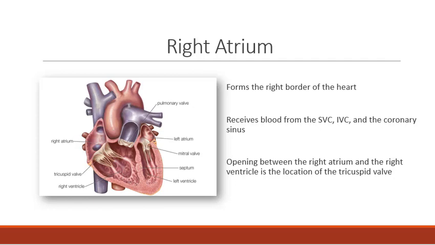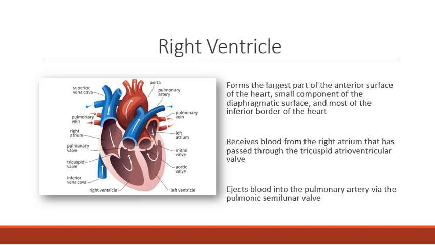Normal diastolic pressure to enable filling ranges from 0 to 8 millimeters of mercury. The right ventricle forms the largest part of the anterior surface of the heart, a small component of the diaphragmatic surface, and most of the inferior border of the heart. It receives blood from the right atrium that is passed through the tricuspid AV valve. It ejects blood into the pulmonary artery via the pulmonic semilunar valve.